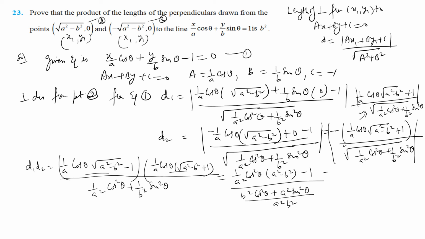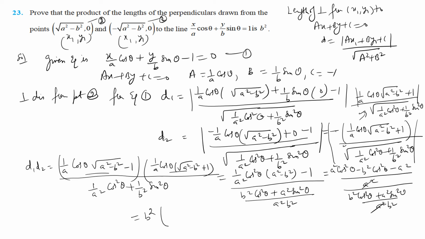Let's take the LCM in the numerator and split the terms: a square cos square theta minus b square cos square theta minus a square, upon a square, upon b square cos square theta plus a square sin square theta upon a square b square. Now see, this b square will move to the top, and as you see in the numerator and denominator, this is your b square cos square theta plus a square sin square theta.